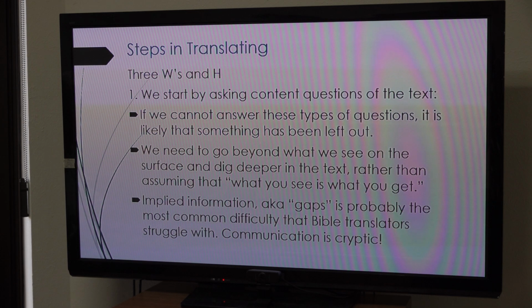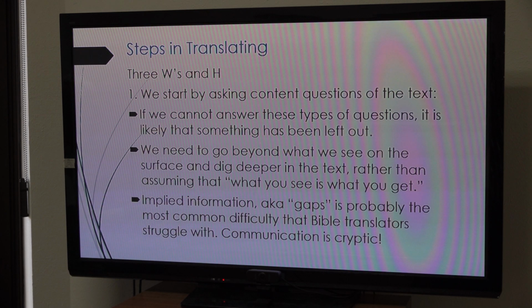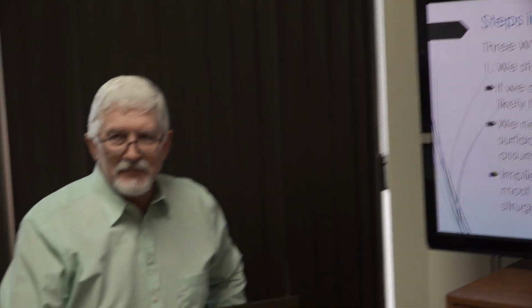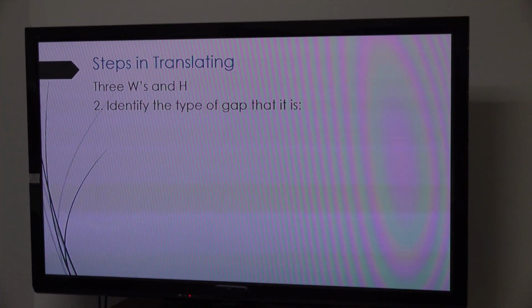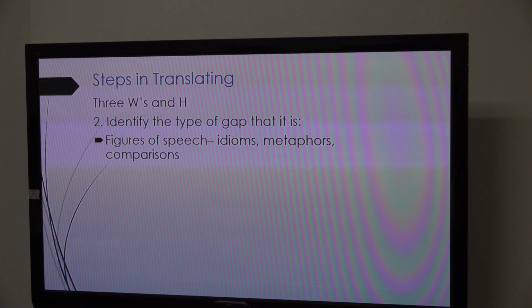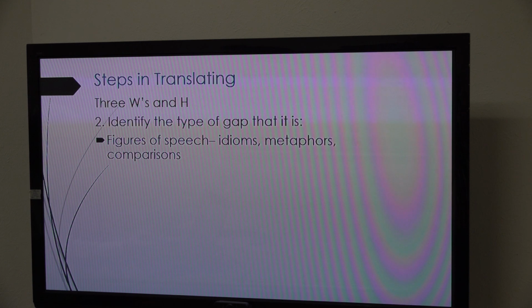So this implied information, these gaps, is probably the most common difficulty in Bible translation. And why is that? Because translation is communication, and communication is cryptic. Okay. What do we do after that? We identify what type of gap it is. And so is it a figure of speech, idiom, a metaphor, comparison, or some of these others?